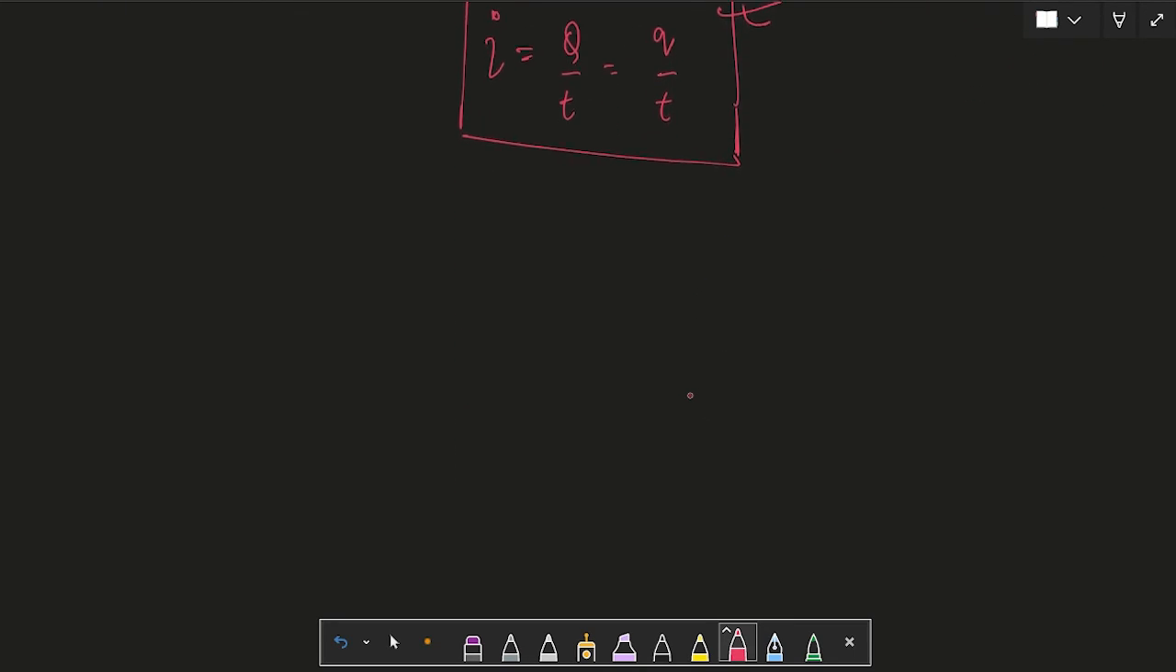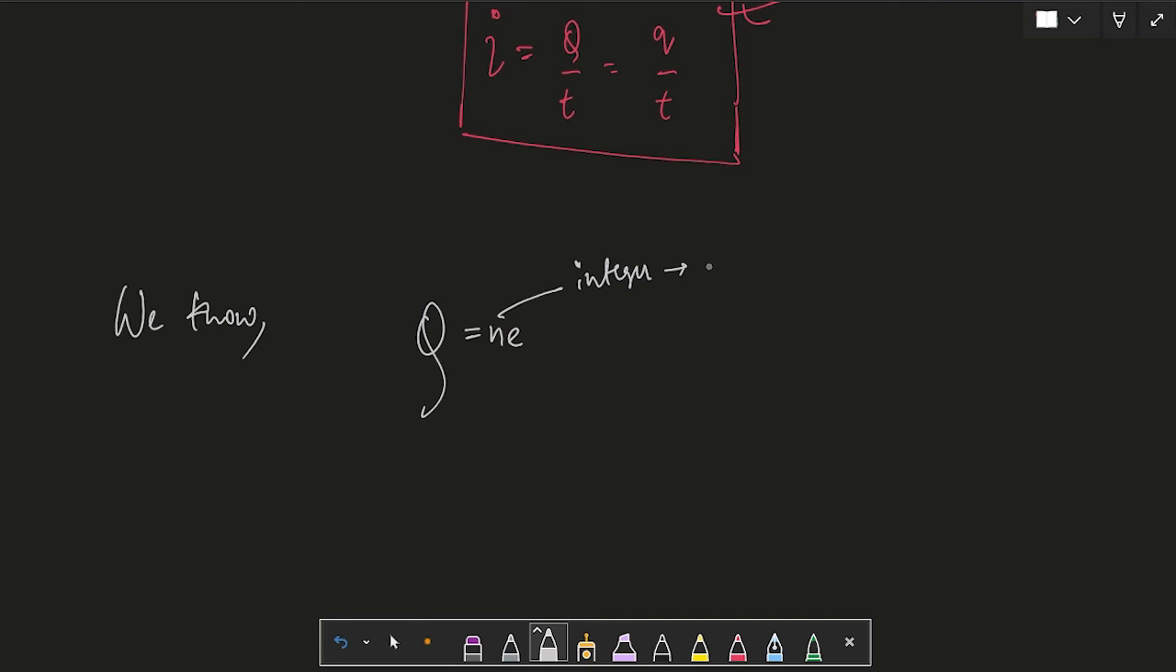Now there is one more part to this. We have studied about charge, and we already know that Q is equal to N times E, where N is an integer, known as the number of electrons.